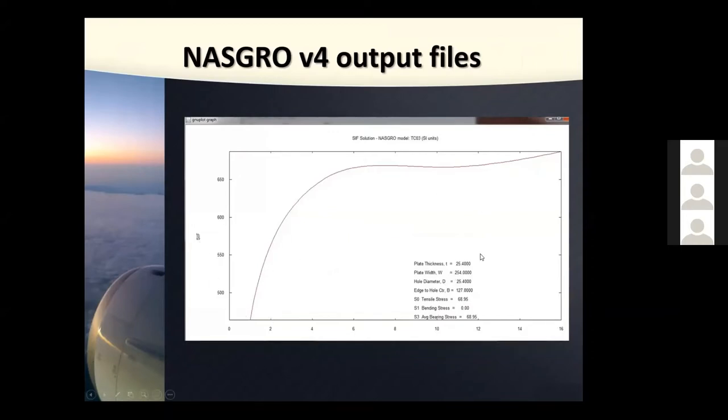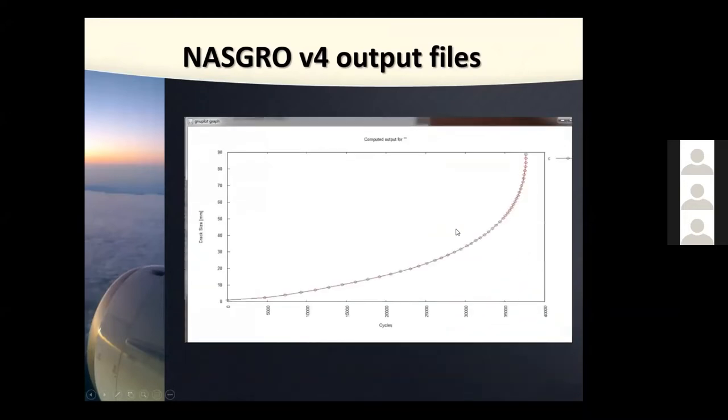The output of the NASGRO software was this plot of the change of stress intensity factors with the crack length, or the number of cycles that will grow the crack to critical length. You can see here in this case, for this material and under this load, there is a region with stable growth and then very fast growth. And approximately this is something about 37,000 cycles until complete failure.